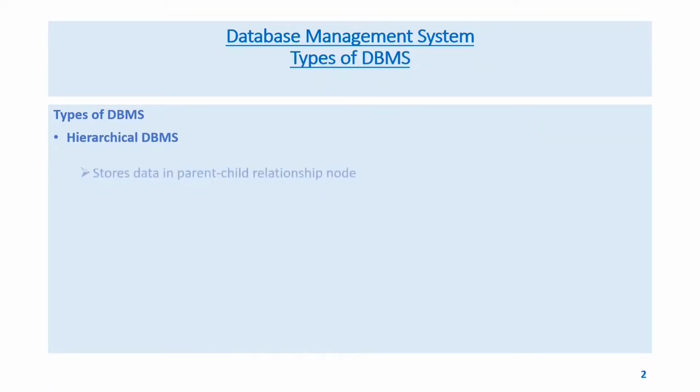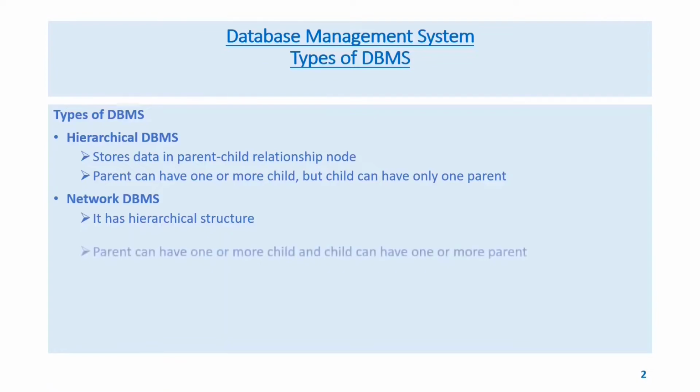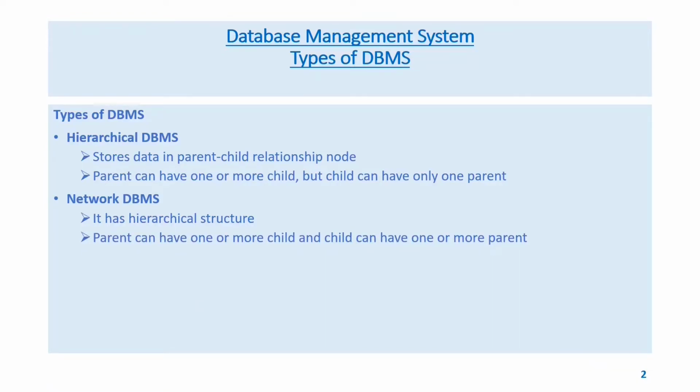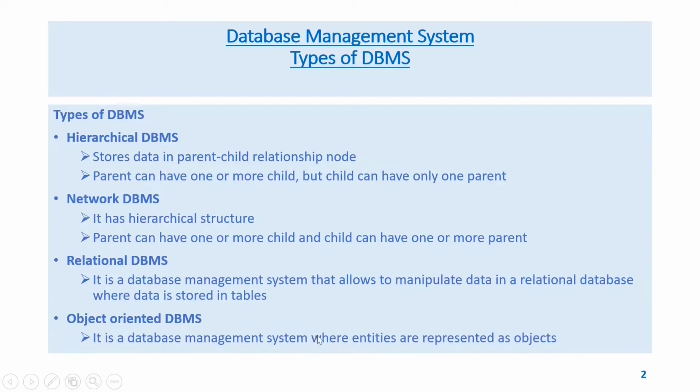Types of DBMS, Database Management System. Hierarchical DBMS stores data in parent-child relationship node. Parent can have one or more child, but child can have only one parent. Network DBMS. It has hierarchical structure. Parent can have one or more child, and child can have one or more parent. Relational DBMS. It is a database management system that allows to manipulate data in a relational database, where data is stored in tables. Object-oriented DBMS. It is a database management system where entities are represented as objects.